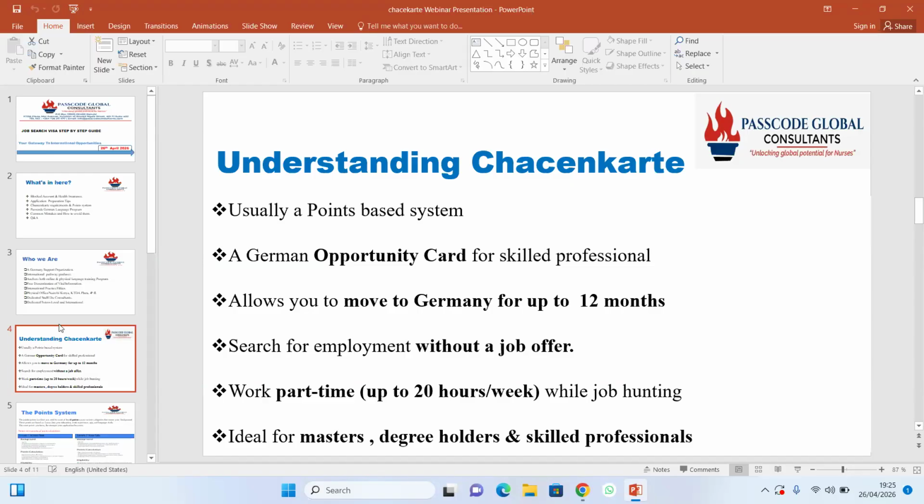Then you're able to work part time for up to 20 hours a week while still looking for a job. This kind of visa is ideal for people who have masters, degree holders, and skilled professionals. So if you fall within any of the three categories, you qualify for the Chancen Karte.